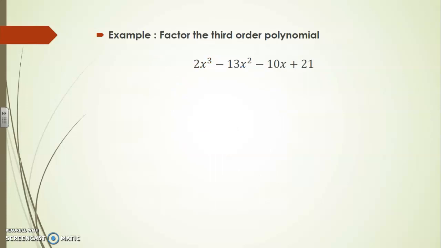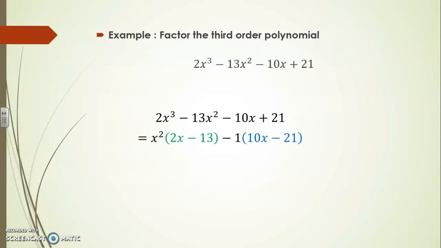In this second example, we're going to try to factor using, once again, grouping the third order polynomial 2x cubed minus 13x squared minus 10x plus 21. No simple factoring is possible, as 2x cubed, 13x squared, 10x, and 21 have no common elements.